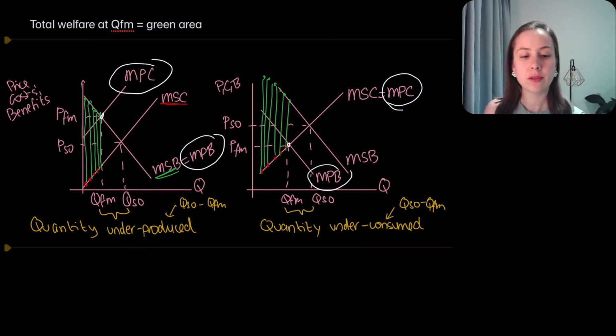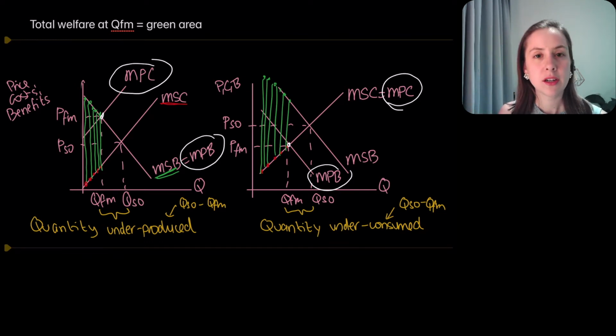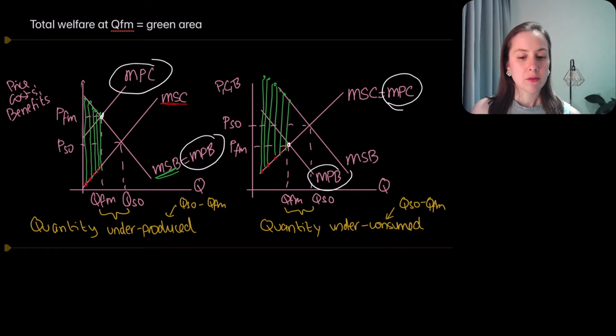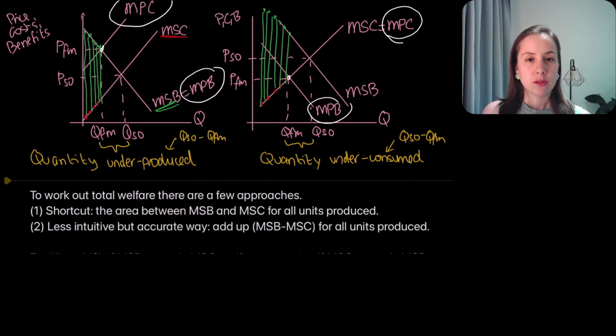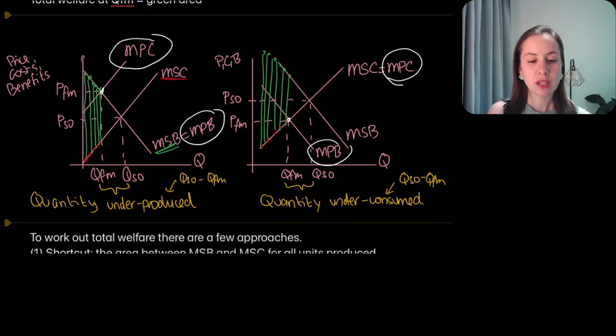Okay, and then the total welfare here, there's a few ways to work it out. We've done all these ways, but the way I'm choosing here is one of the fastest, the easiest way to show you in a quick space of time. It's the difference between your MSB and your MSC for all the units produced, and here is the green area. All that is the total welfare that society as a whole has produced because of the production of these goods up until QFM.